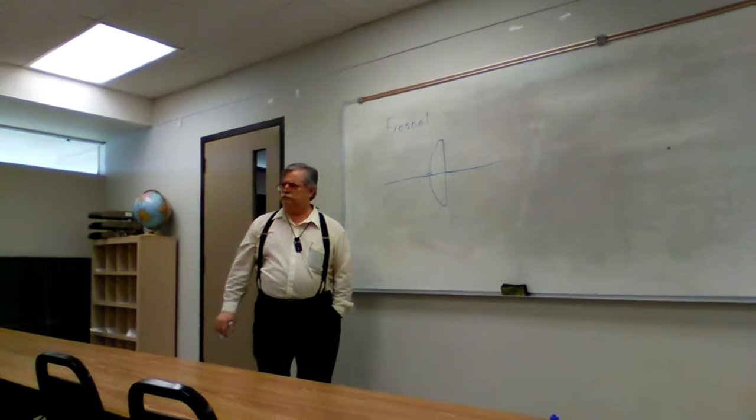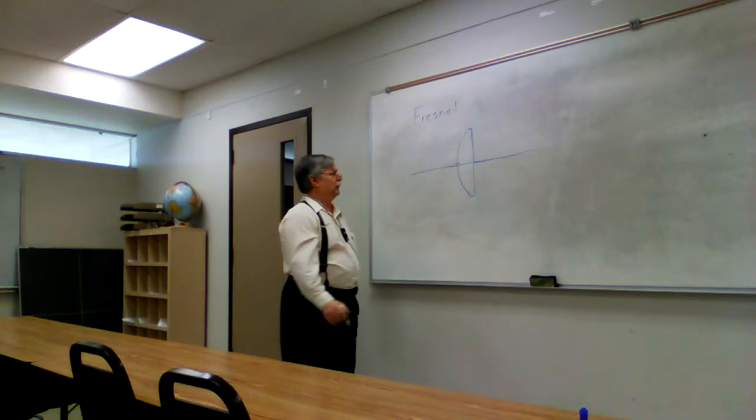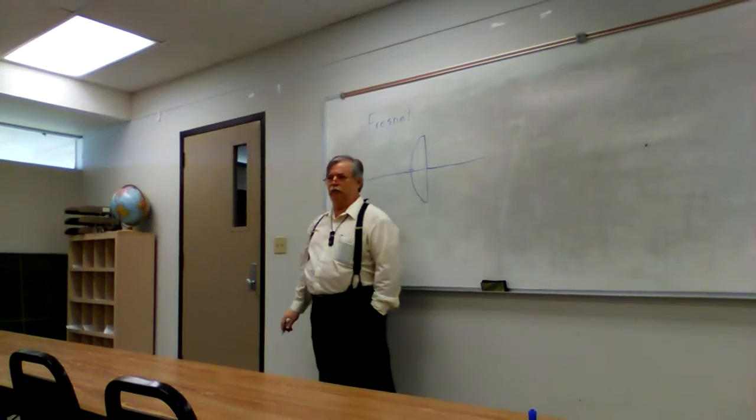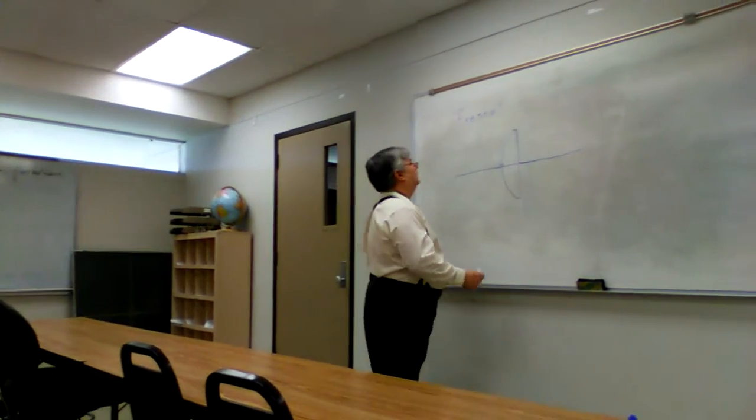Is that true? Yeah, this isn't 90, this is 0. That's right, thank you. That's 0 degrees. So n1 times sine 0 equals n2 times sine 0, and 0 times 0 is 0.